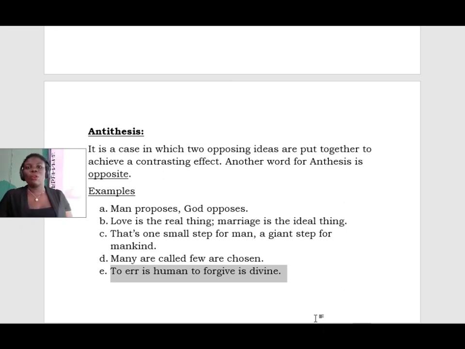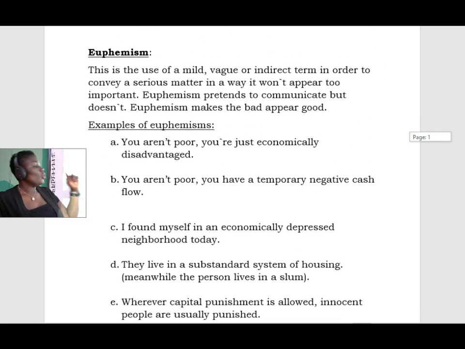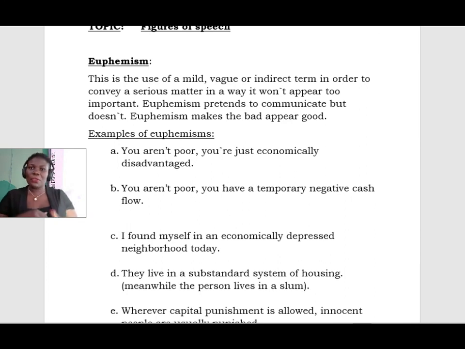So these are all the things that make up figures of speech. Understand, we have done three. We have treated oxymoron, we have treated antithesis, and then the one on top of it, which is euphemism, making them three.